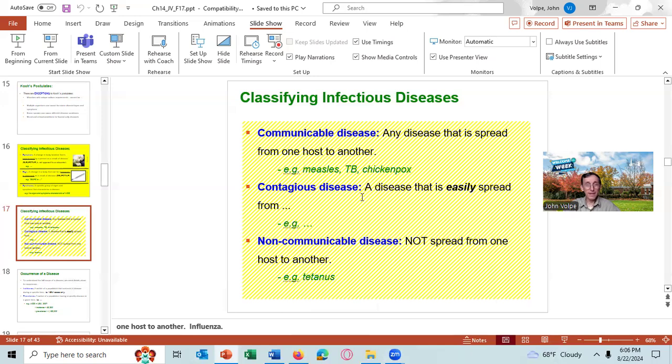Is it tuberculosis? Yeah, tuberculosis is communicable, but it is not easily spread from one patient to another. You need long-term exposure to pick up tuberculosis. But measles and chickenpox easily spread and are contagious, as well as communicable. So TB is communicable but not contagious. There are only a few diseases that I know of which are communicable but not contagious. Tuberculosis is one. Leprosy is another.